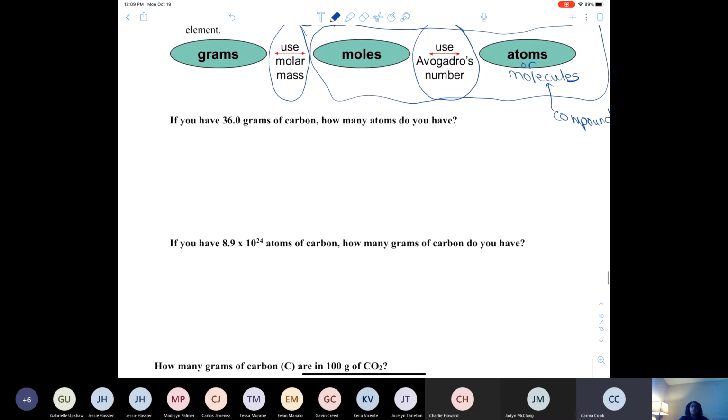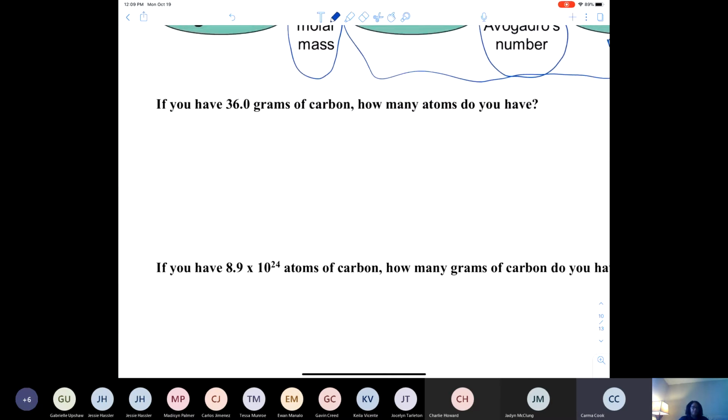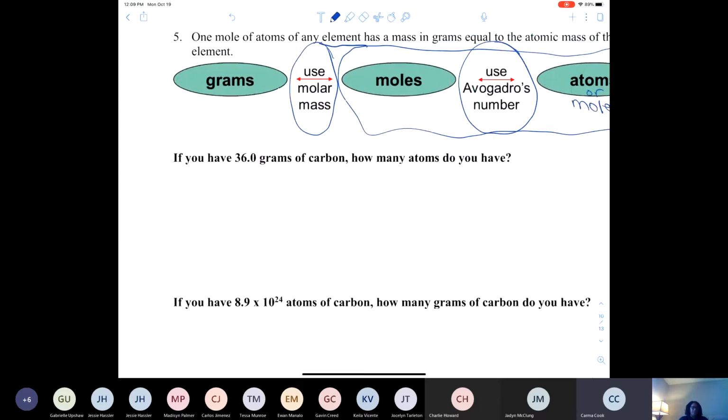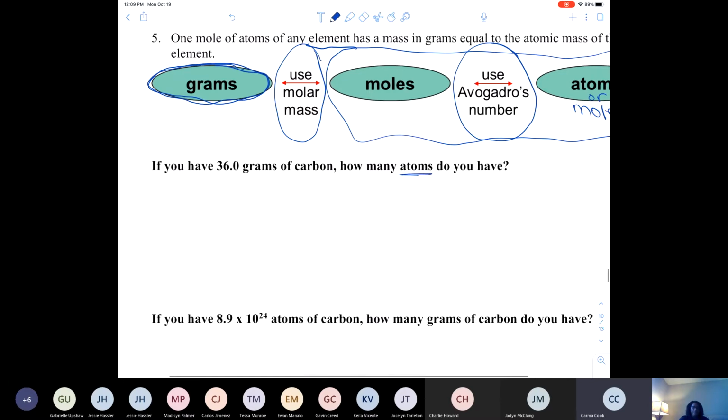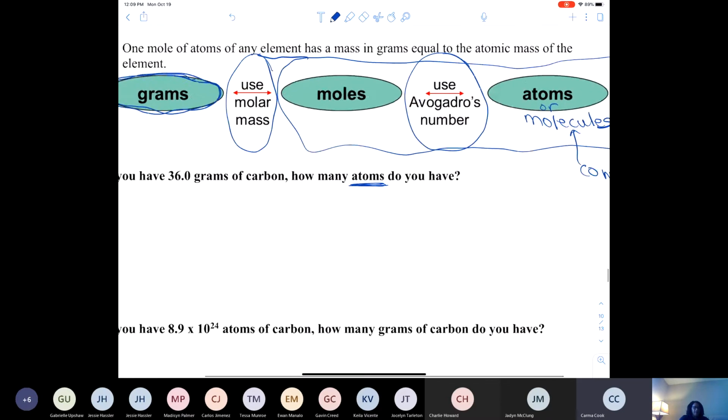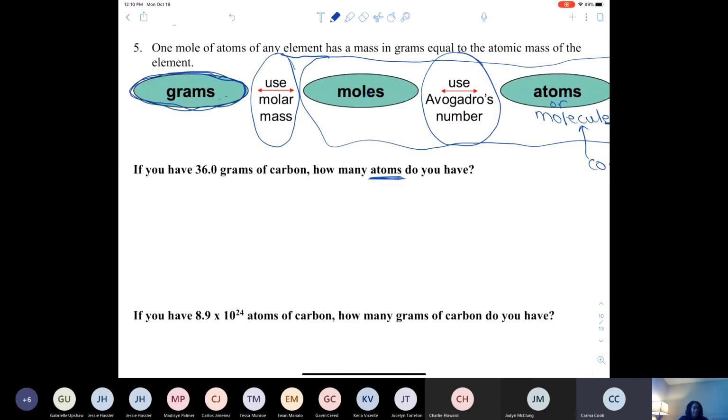So if I have 36 grams of carbon, how many atoms of carbon do I have? Well, if I look at my flow chart here, I've got 36 grams. So I'm going to start here. I'm starting with grams, but the question is asking me how many atoms do I have? So I've got to go from grams to moles, and then from moles to atoms. So I have to do a two-step calculation to answer this question.